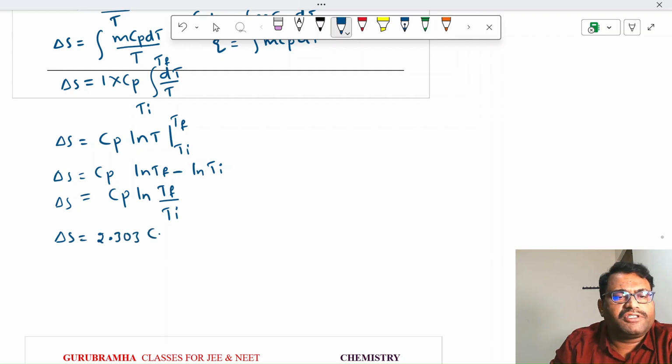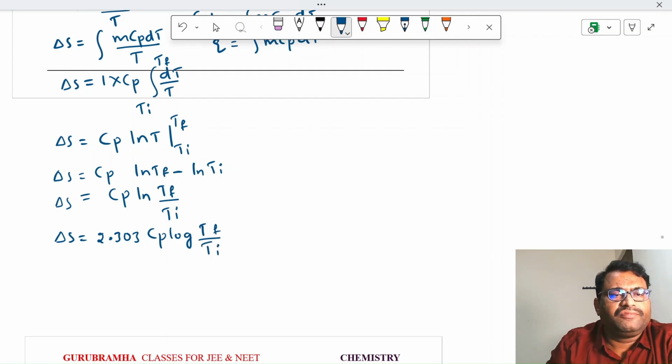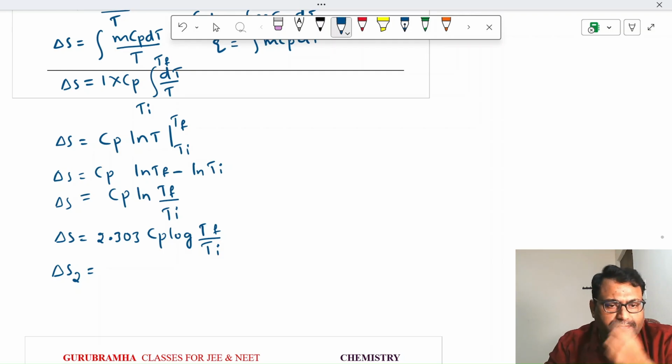2.303 Cp log T final by T initial. So this is the entropy change involved when 1 kg of water is heated to 383 Kelvin from 373 Kelvin. So then what is the answer? Delta S2, we are calculating S2, the second process.